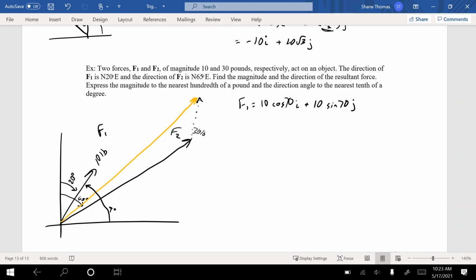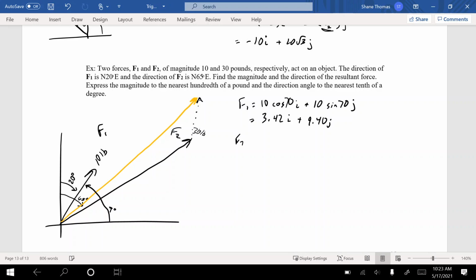Because we have to go from your origin. Origin is the positive x-axis. Okay? All right. So 10 cosine of 70. Punch that in the calculator. I get 3.42I plus 10 times the sine of 70, 9.40J. Okay? So there's my vector for F1.